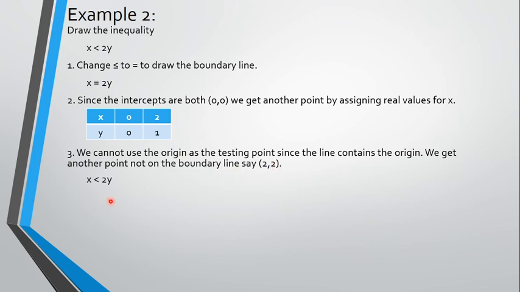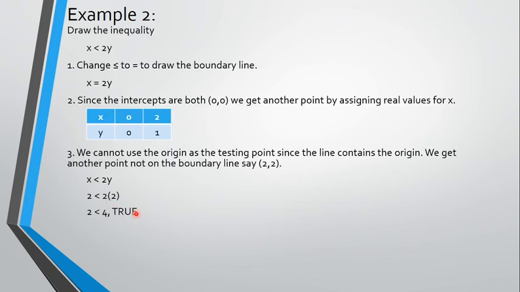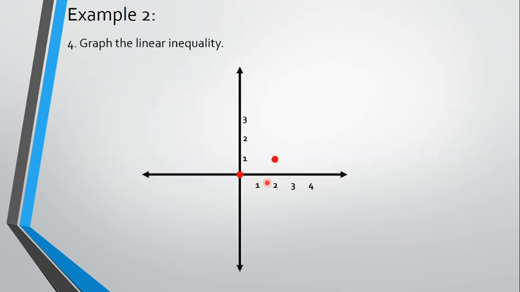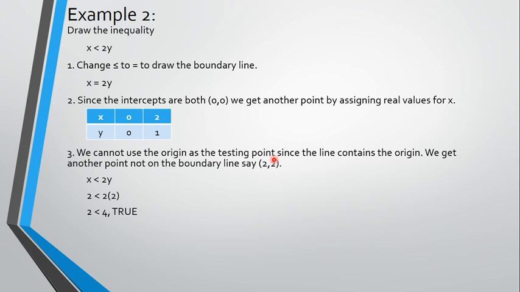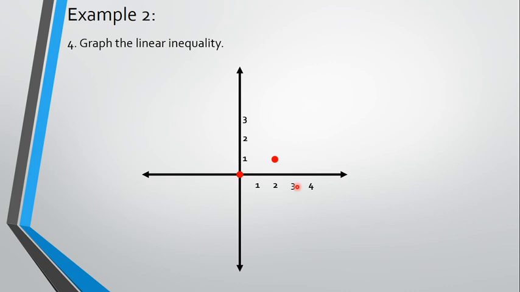Now to test, just substitute x and y with 2 and 2, so we get 2 is less than 4. Now, class, since 2 is less than 4 is a true statement, then our plane will pass through our testing point, which is 2, 2. Now let's see. Graph the inequality. So we have 2 and 1, and in our table we also have 0 and 0. So by just using the 2 dots, we can already make our boundary line.